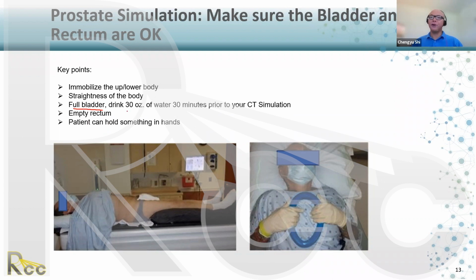For an empty rectum, if you have the ability, use the device called a spacer OAR, which definitely helps. The patient has something to hold in hand. For prostate SBRT, spacer OAR is almost a must. It definitely reduces the rectum toxicity. And do check the bladder contents. Otherwise, the bladder will push the prostate away, and so does the rectum. So if you don't have those devices, I don't recommend you do a prostate SBRT.